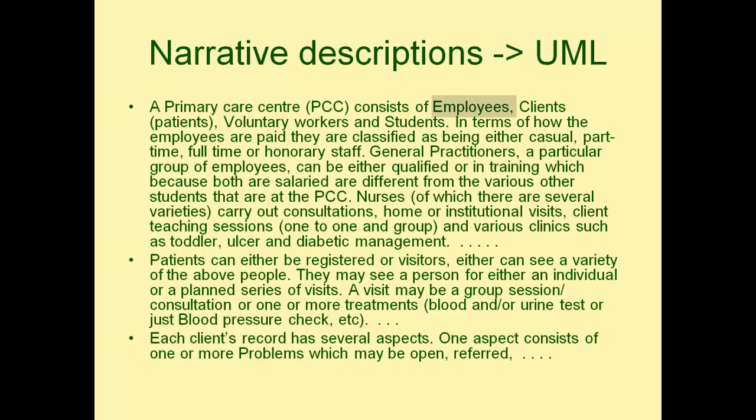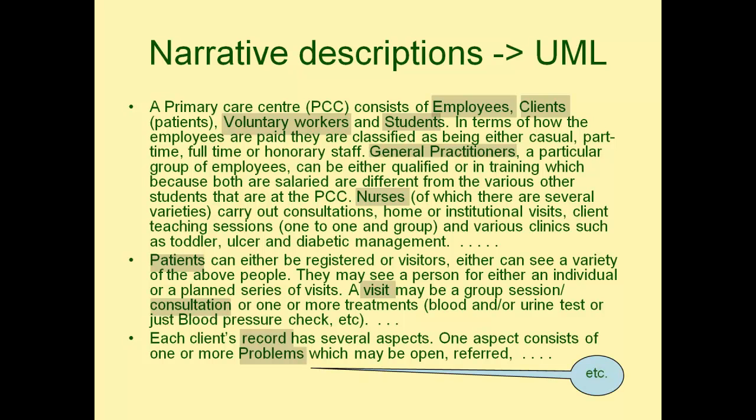So we can take out various words from this narrative to help define our classes. So we have employees, clients, voluntary workers and students, general practitioners, nurses and patients, and record. Problems, visit, consultation. It gets a bit more difficult as you go down the line, because sometimes you're not sure which is actually a class or which might be an attribute of a class, and this you only gather by experience, drawing many diagrams and discussing it with various people. You never get a model perfect, even with hundreds of iterations.